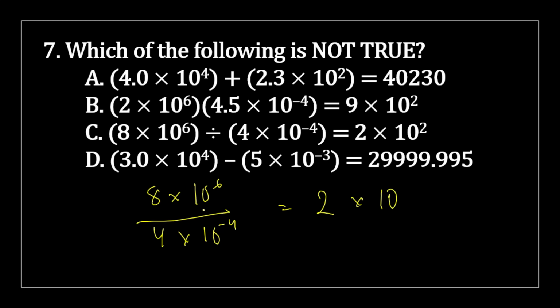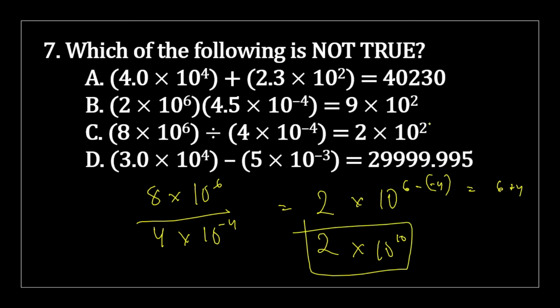So we're going to subtract the exponents if we're going to divide this kind of expression. So we have 6 minus negative 4. So we have 2 times 10 raised to 6 minus negative 4, which is equal to 6 plus 4. So we have 2 times 10 raised to 10. So this is the answer. So definitely letter C is incorrect. So this is not true.